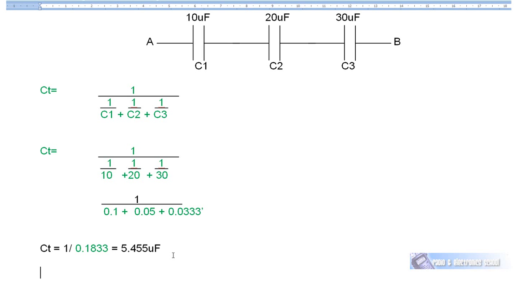If I haven't mentioned, and I'm not sure that I have, you should remember that when capacitors are connected in series, the total capacitance is always lower than the smallest value of capacitance. The smallest value of capacitance in this circuit is 10 microfarads, and the total capacitance is 5.455 microfarads. It's always going to be that way. The total capacitance of capacitors in series will always be less than the lowest value of capacitance.